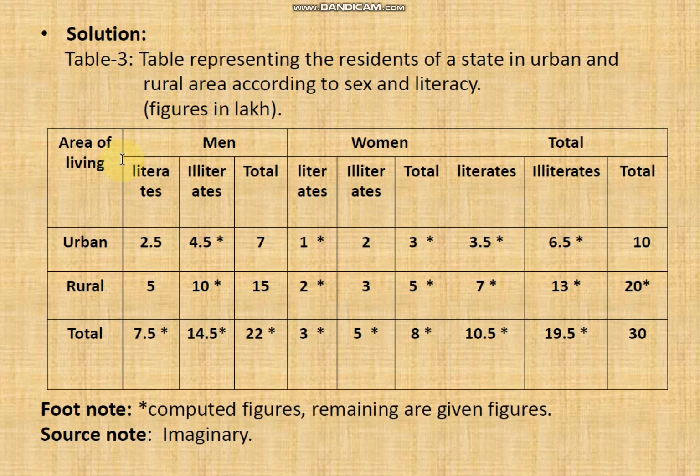Now first we divide the data according to the given entities. So area of living or region, urban, rural. The type of population here, the gender, is men and women. Again in men and women, literate men, illiterate men, total. In women, literate, illiterate, total. In the total, literates, illiterates and total. So this is how you are classifying the data in the table. Now we shall write the numbers that are given first.